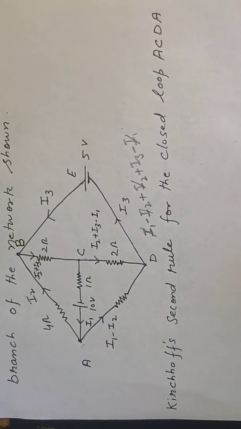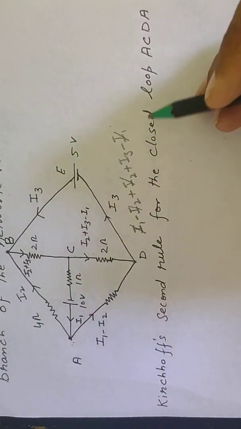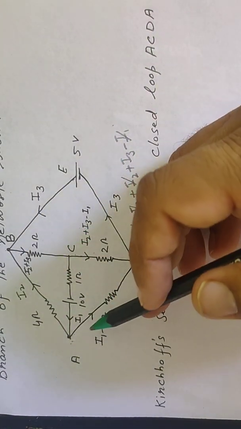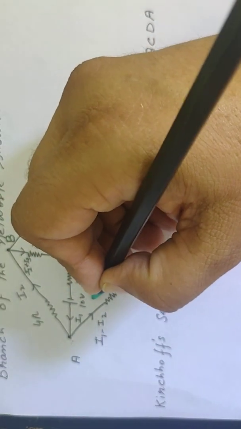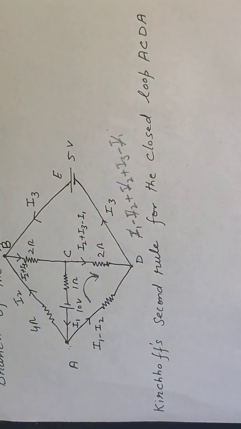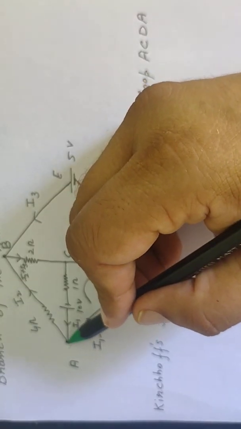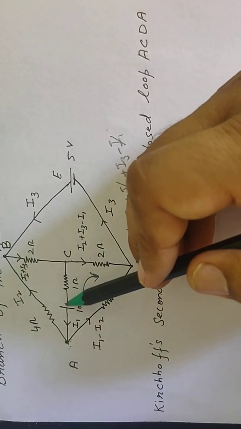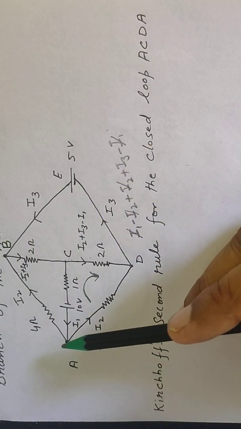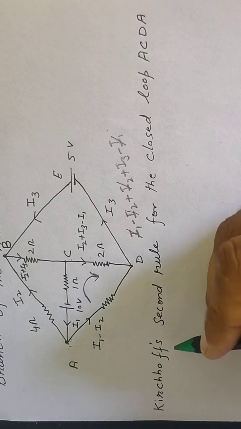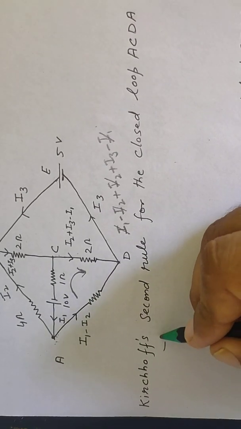So we apply Kirchhoff's second rule for the closed loop ACDA. See this, ACDA. Now in this loop we move in the clockwise direction, starting from A. When we start from A, we are going from high potential to low potential. When we go from high potential to low potential, we take the change in potential as negative. So here we take minus 10.